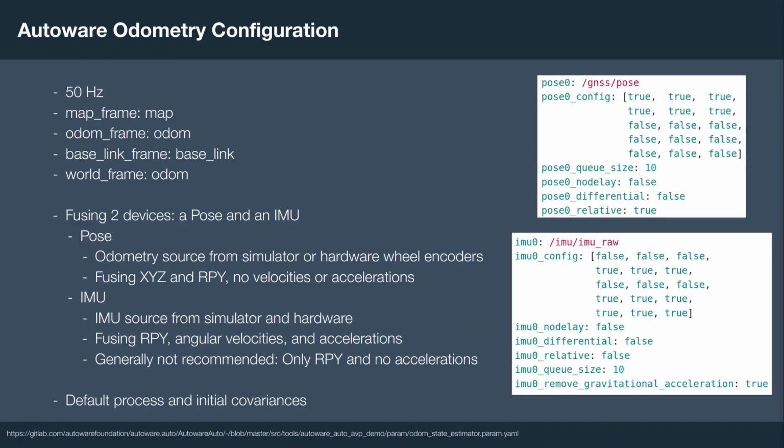The Autoware EKF is running at 50 Hz, and you can see some of the basic frame configurations needed for a local EKF to produce smooth odometry. The GNSS pose is fused as a pose type, O0, fusing in the XYZ roll pitch yaw information with no velocities or acceleration information. The IMU is fused as an IMU type, IMU0, fusing in roll pitch yaw, angular velocities, and linear accelerations. Note that we do not typically recommend fusing in both the roll pitch yaw and angular velocities. We typically recommend just roll pitch yaw if available from the sensor. We also do not recommend fusing in the linear accelerations unless you know what you're doing or have a very expensive IMU.